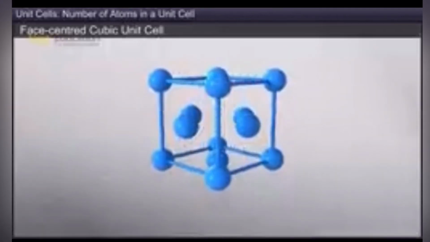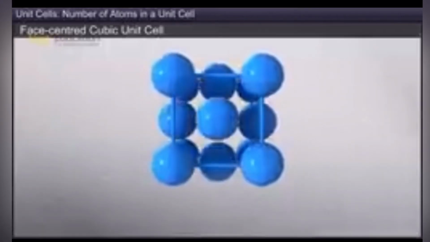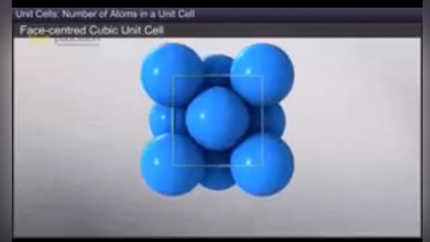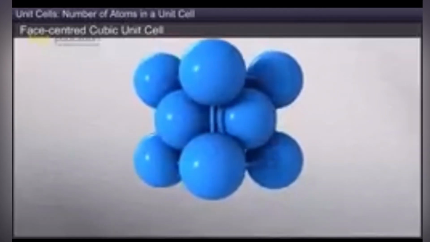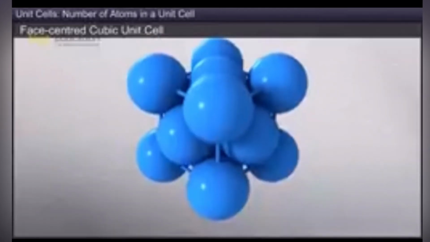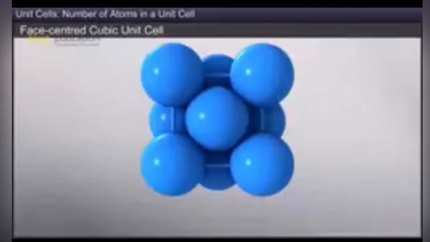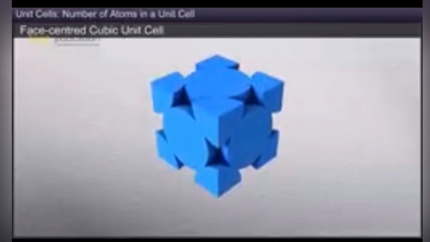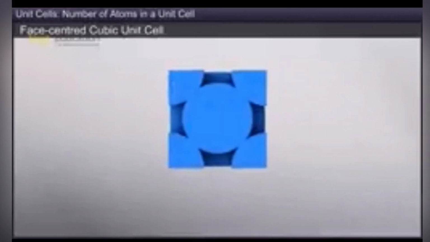It is face centered. It has 8 corners, and it has 1 atom on each face also. Total 6 faces are there, so 6 atoms on the faces. If we see the compact structure, then we can see the corner atoms are not joined together, they are joined with the central atoms.